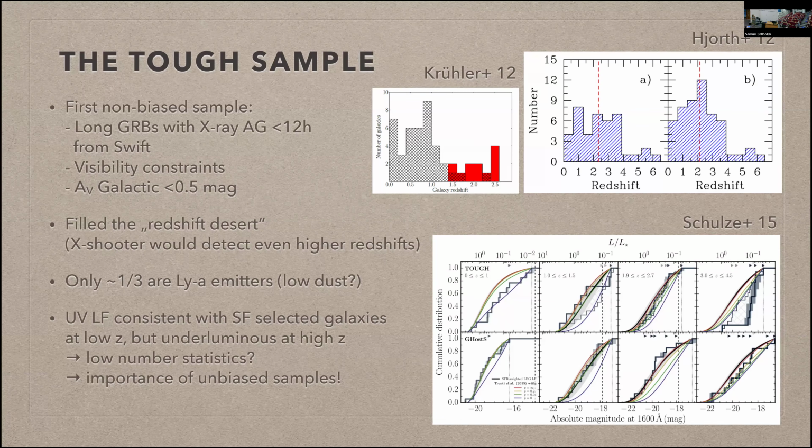So you did that with X-shooter, and suddenly this gap here started to fill in. So there are actually a lot of gamma ray bursts around the maximum of the cosmic star formation history.